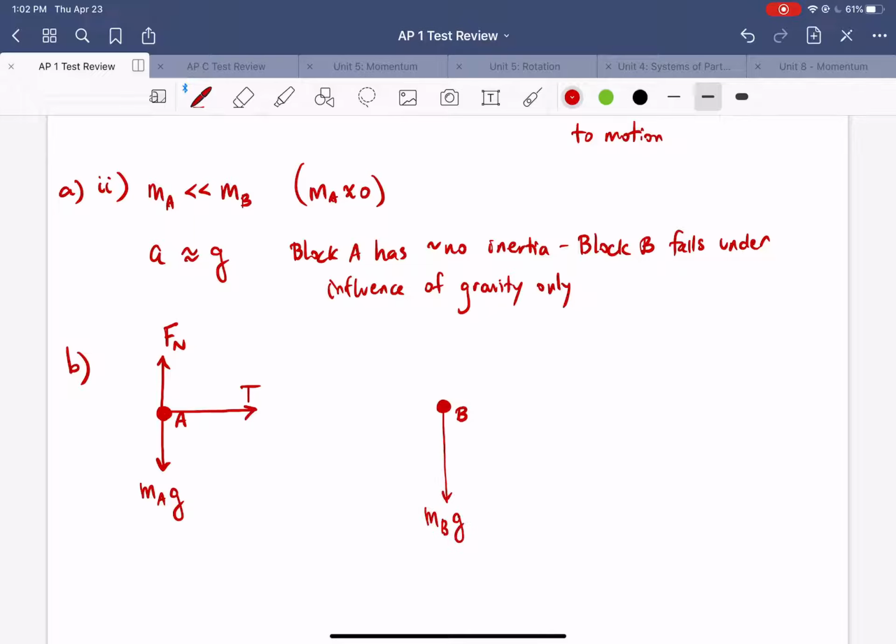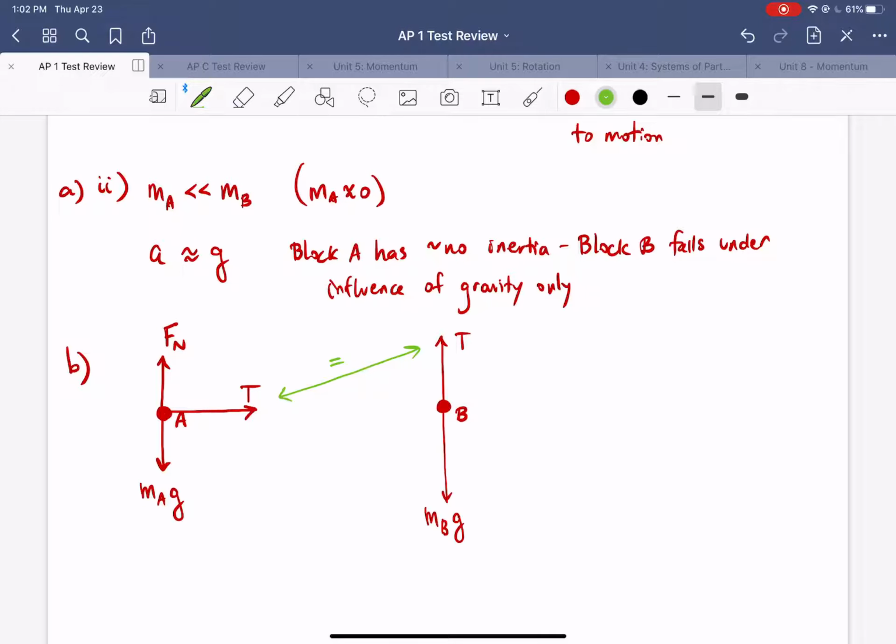There's no normal force here because it's not sitting on a table, but it is attached to the rope, so the rope is going to pull upward on it with some force T. All right. Now, if we want to be technically accurate here, these two forces should be equal in magnitude. They're both the tension forces in the same string or the same rope.